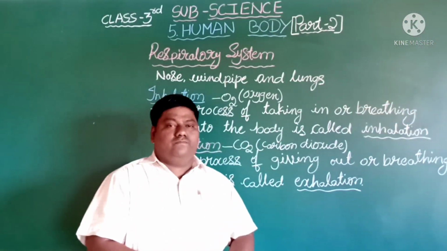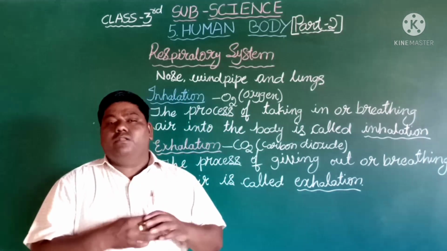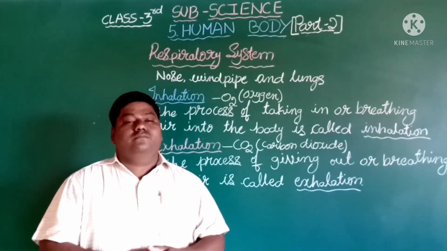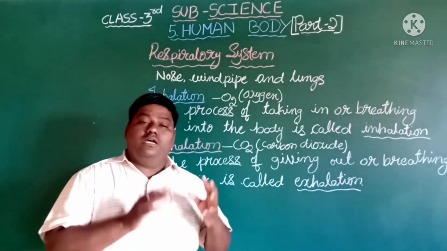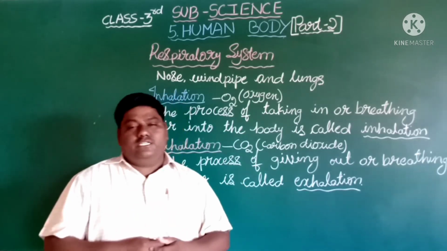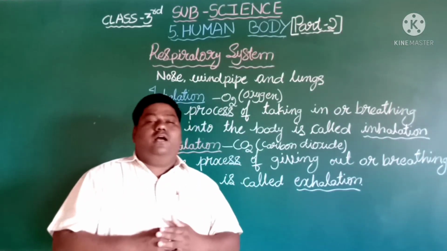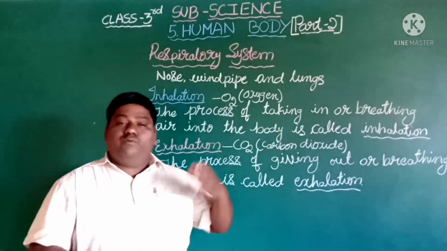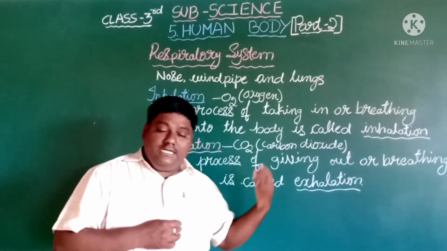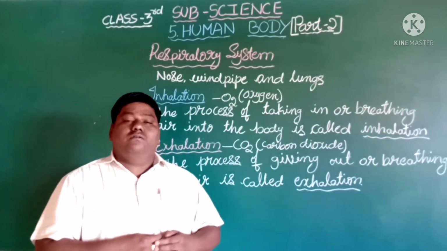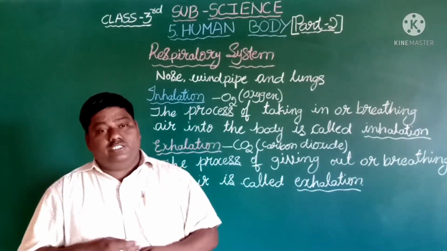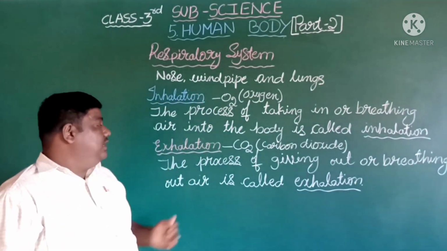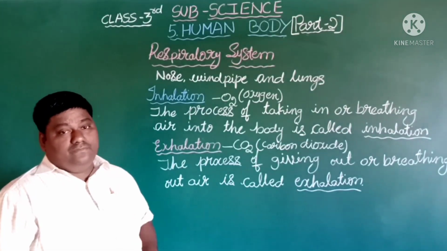Dear children, in this class you have learnt about what a system or organ system is, and you learnt about the skeletal system, how many bones are in an adult body, how many bones in a newborn baby, and what the function of the skeletal system is. You have also learned about the muscular system, and the respiratory system, that is inhalation and exhalation.